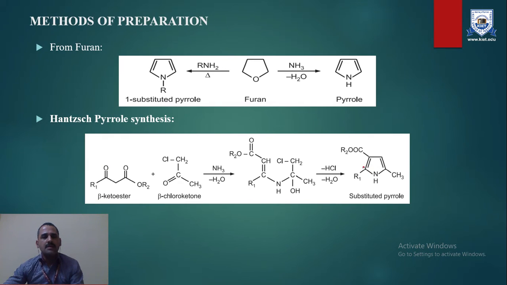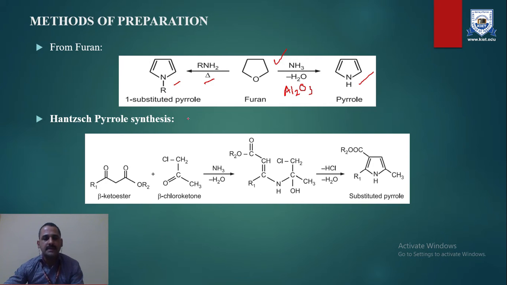Now we are coming to the methods of preparation. Pyrrole is generally prepared with the help of the furan molecule. In the presence of the catalyst alumina, Al2O3, pyrrole can be prepared from furan. First, ammonia is passed through the furan and it will provide the pyrrole molecule, and similarly if a primary amine is heated with the furan, it will provide a substituted pyrrole.